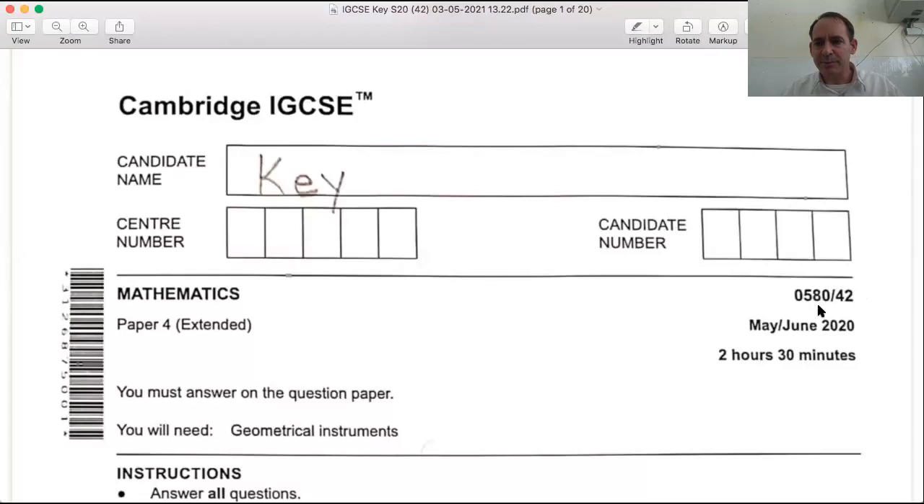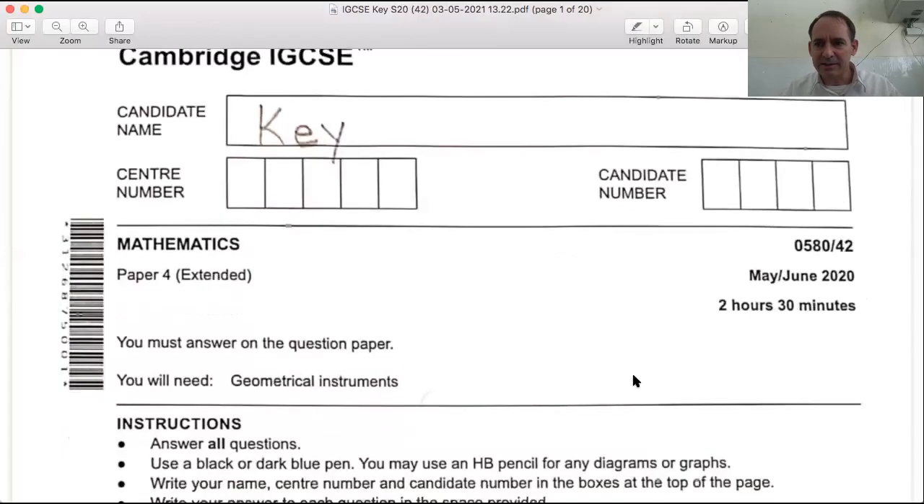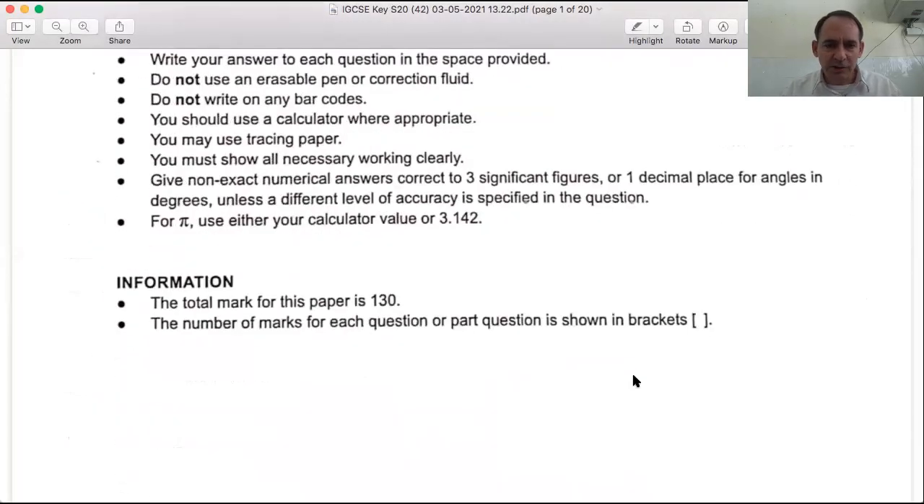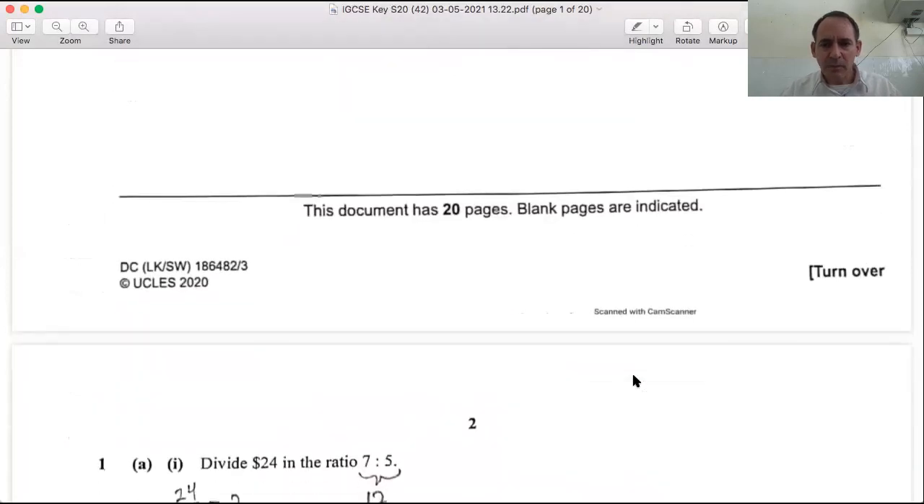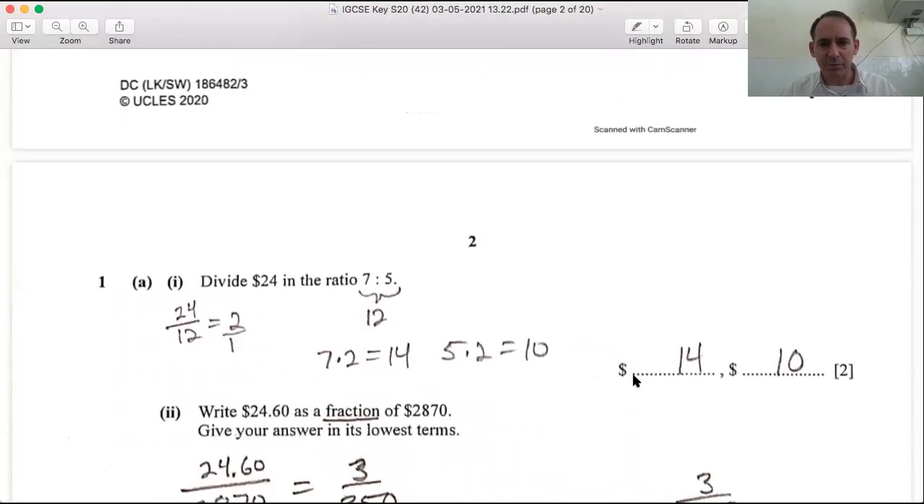Today we want to look at IGCSE May-June series of 2020, paper 42. Again, this is the structured paper, so it's 2.5 hours long. This is the worked solutions, so focus on how to set up the problems, how to think through the problems, and not just on the answer at the end.